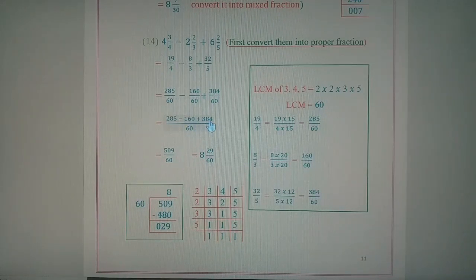And 125 has to be added with 384. 125 plus 384, the final answer is 509. So the numerator is written as 509 and the denominator 60 is copied as it is.